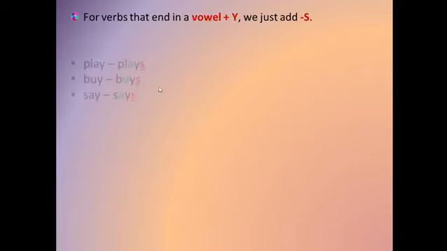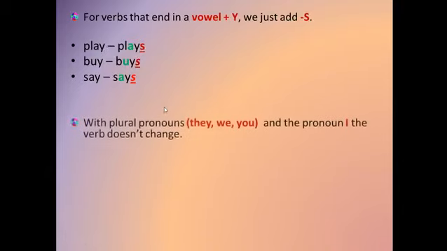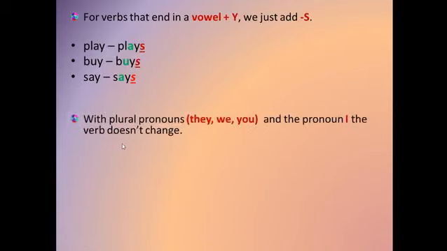Now, if my subject is he, she, or it, and my verb ends in a vowel, vowels are, like we said, A, E, I, O, U, plus a Y, we simply add an S. For example, he plays. Why? Because he is my subject and my verb here ends in an A, a vowel, and a Y, so I simply add an S.